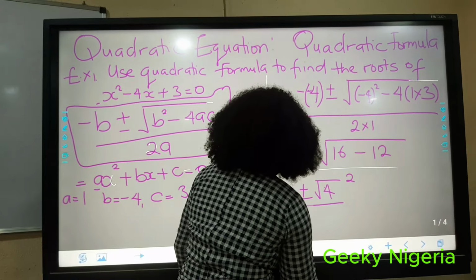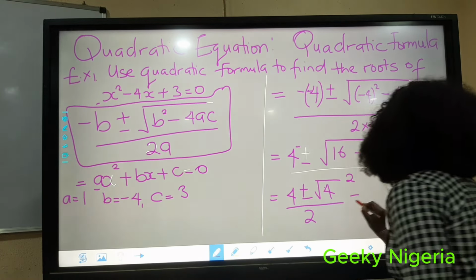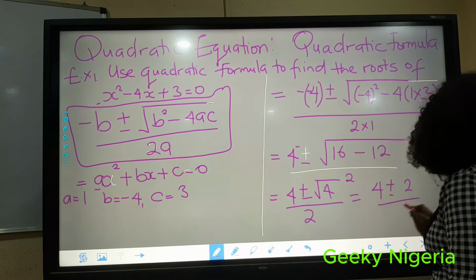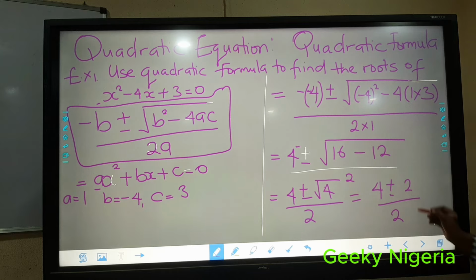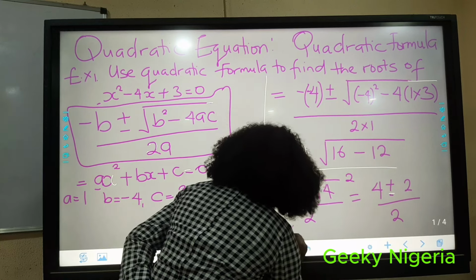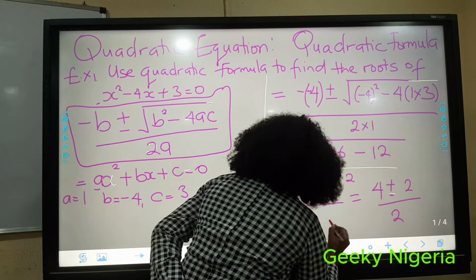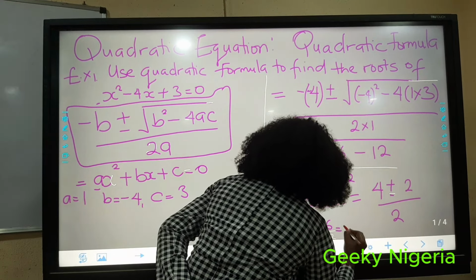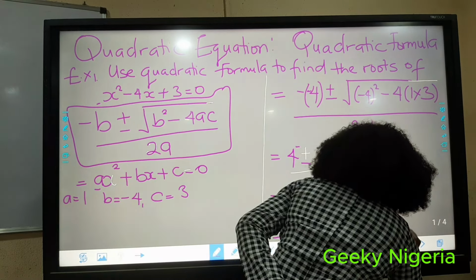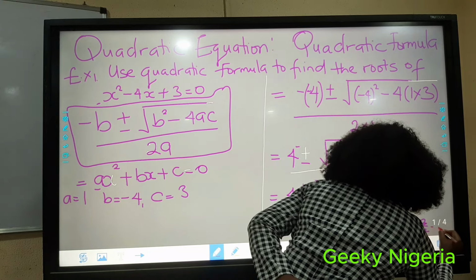16 minus 12 is 4, all over 2. So that means our roots are now going to be 4 plus or minus 2 all over 2. You can easily find the square root of 4, which is 2. Therefore, our roots are either 4 plus 2 all over 2, making it 6 all over 2, which is 3, or 4 minus 2 all over 2, making it 2 all over 2, which is equal to 1.